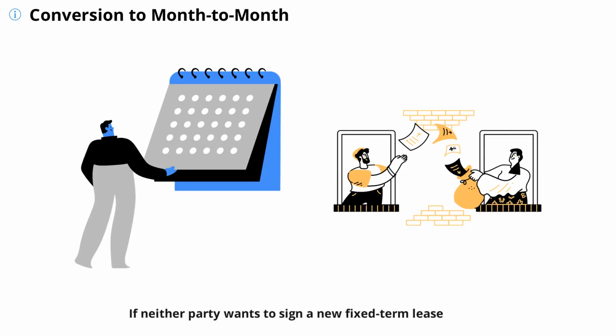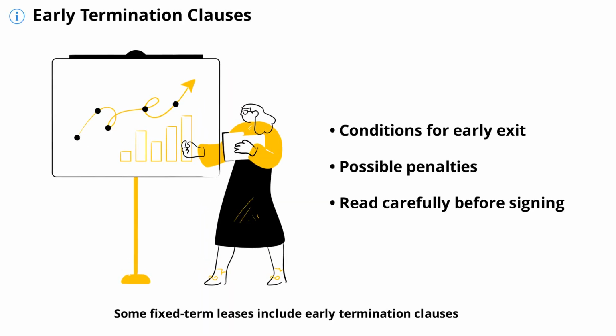If neither party wants to sign a new fixed-term lease, the agreement may automatically convert to a month-to-month arrangement. This provides more flexibility for both sides, allowing the tenant to move out or the landlord to make changes with proper notice. However, rent and other terms may also change at this point. Some fixed-term leases include early termination clauses.